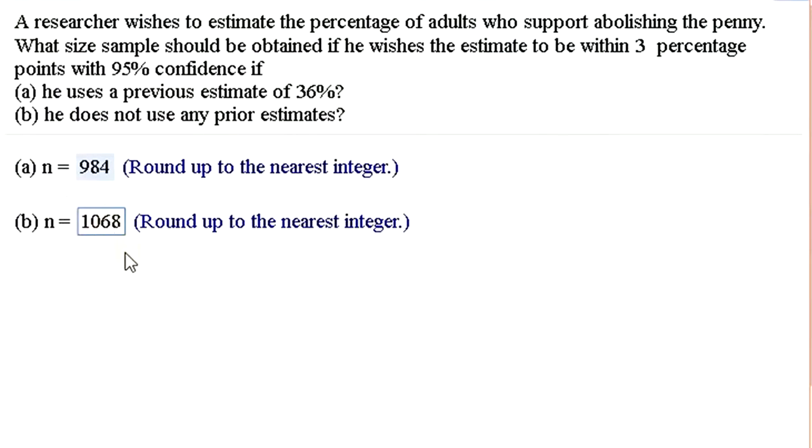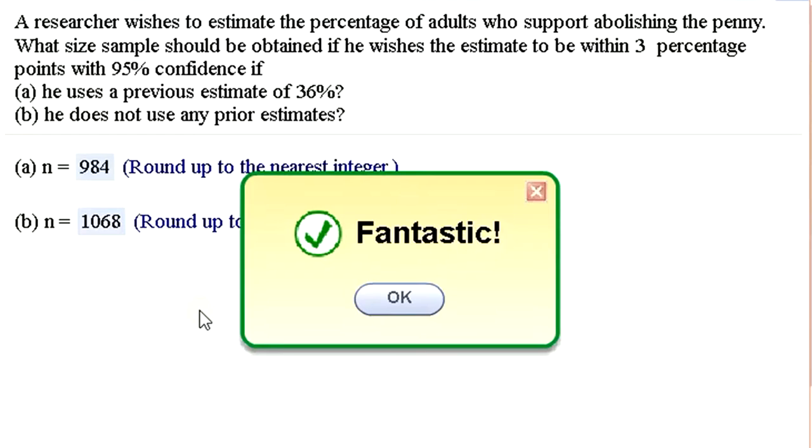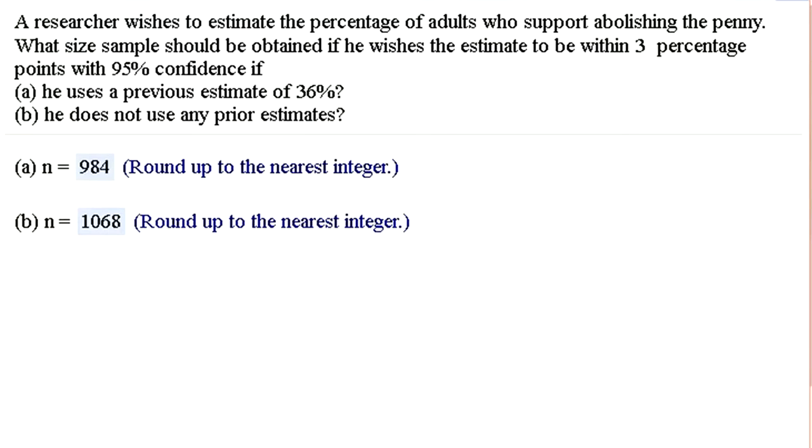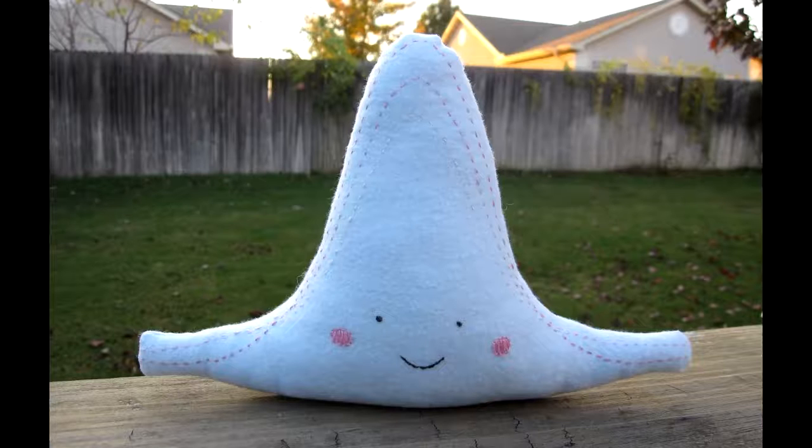So you can see if you have an estimate of 0.5, or if you have no prior estimate, you need to have a larger sample size in order to guarantee a confidence interval no greater than 3 percentage points. Anyway, that's great. We have this super easy tool for calculating sample size for proportions.